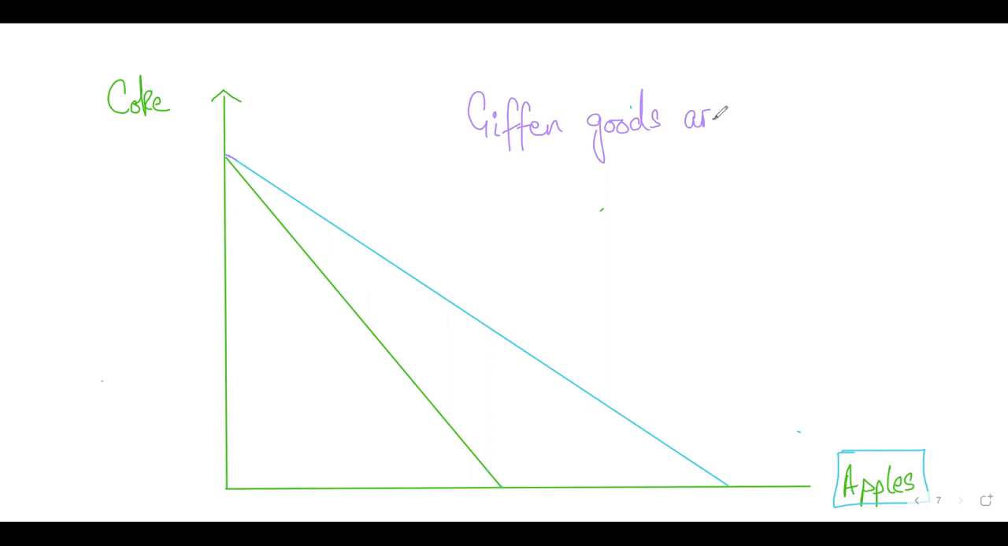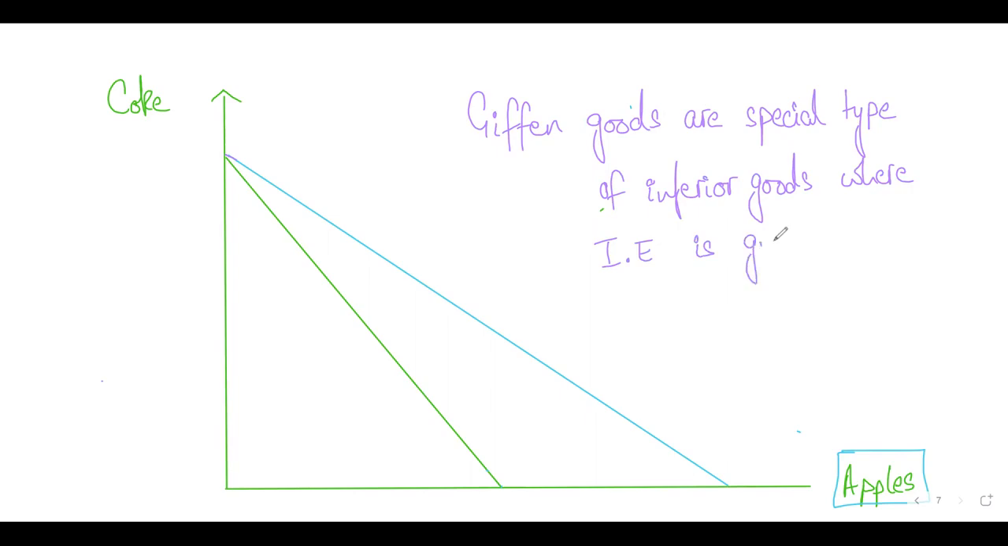Giffen goods are a special type of inferior goods where the income effect is greater than the substitution effect. Is it making sense?